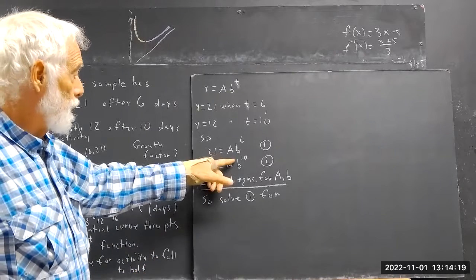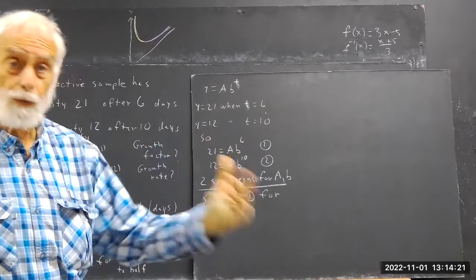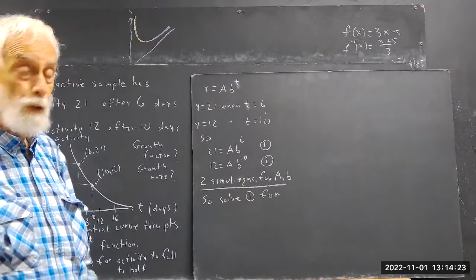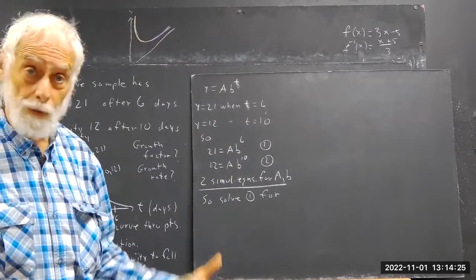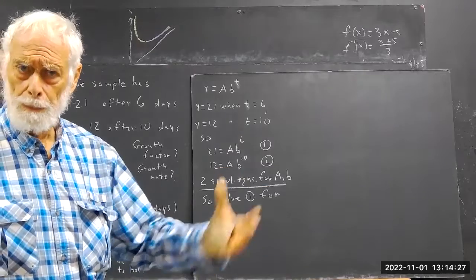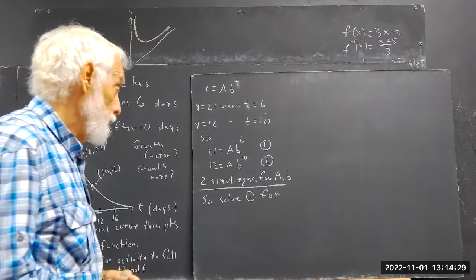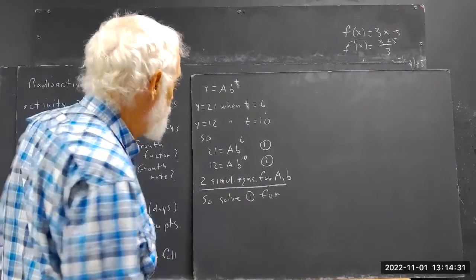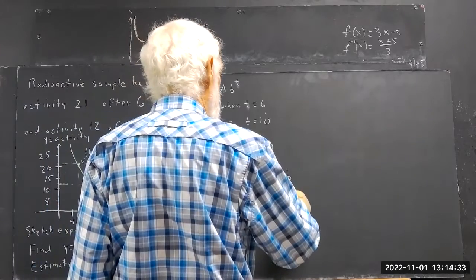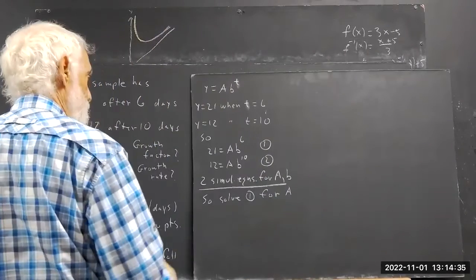To solve it for B, you're going to have to take a 1/6 power or 6th root of both sides. You could do it. It would work just fine. It'd just be a little more trouble. Not that much more, it turns out, but okay. We're going to solve equation 1 for A because that's really easy.